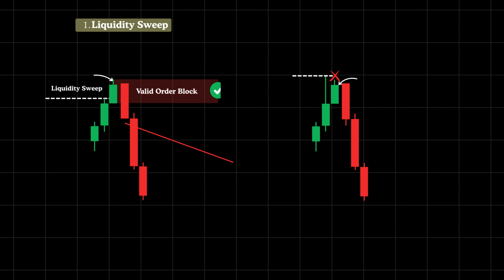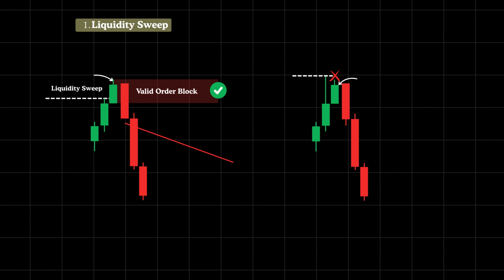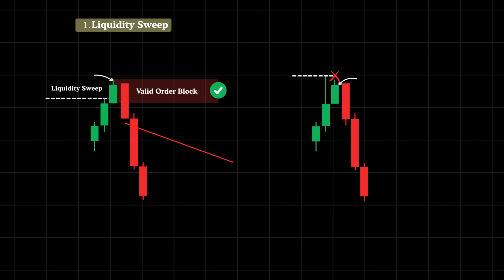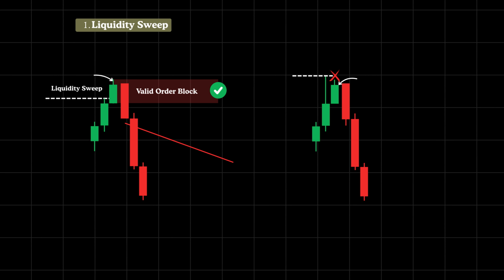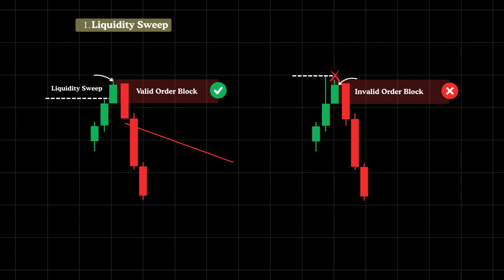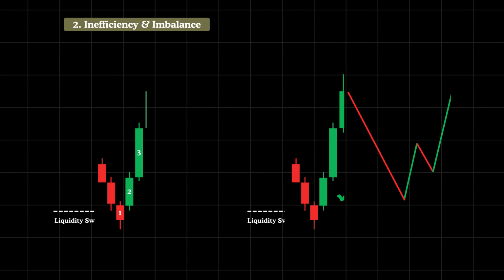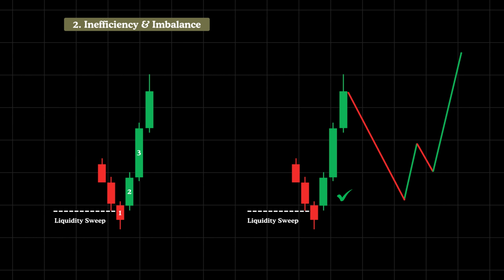But in the right side example, the last bullish candle fails to break above the high of the candle before it. Cross mark result: this is not a valid order block. Check mark rule number 2: inefficiency, imbalance, fair value gap.